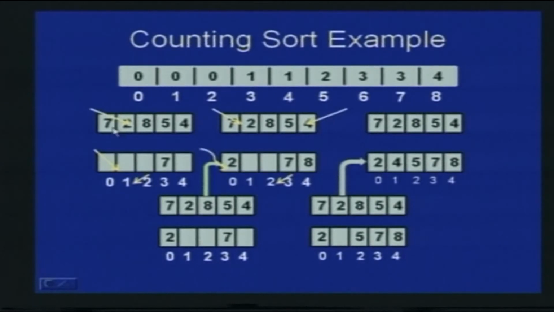Then you take them 1 by 1: take 7, put it in the third position, take 2, put it in the fifth position, take 8, put it in the fourth position, take 5, put it in the second position, and take 4, put it in the first position. So, you get the final sorted array. That is the counting methodology.